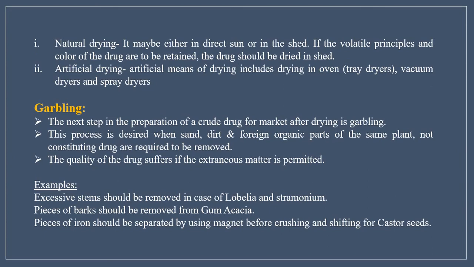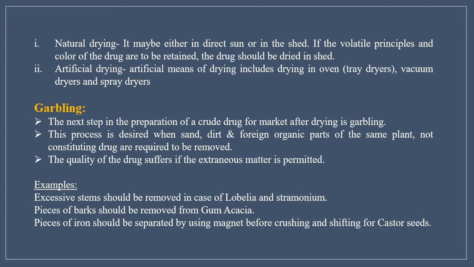In natural drying, it can be either in direct sun or in the shade. If the drug contains volatile principles or the color of the drug has to be retained, it should be dried under the shade. Artificial drying can be achieved by means of drying in oven or in vacuum or with the help of spray dryers.